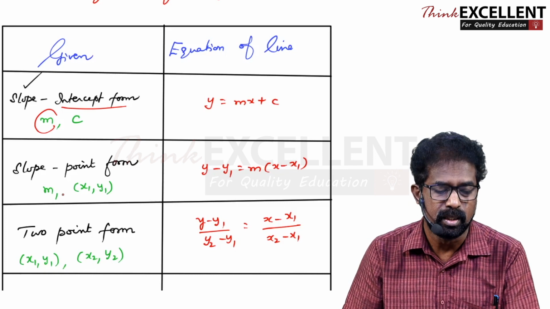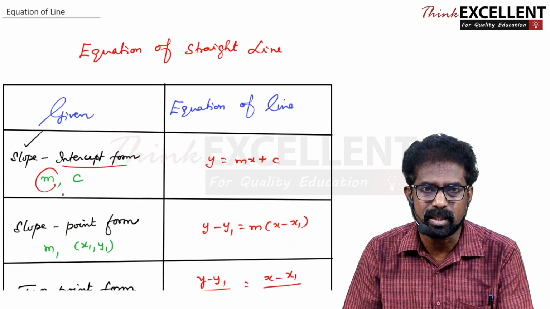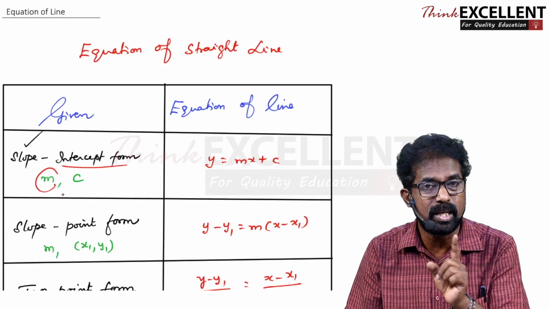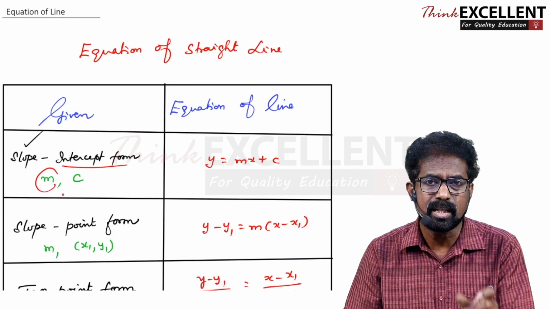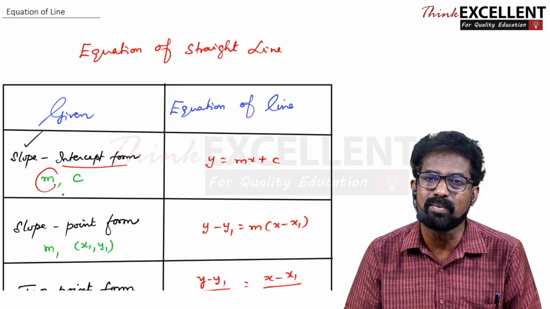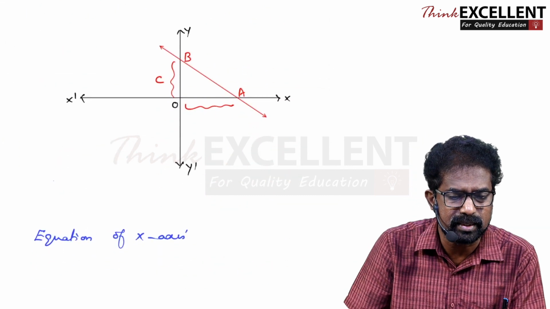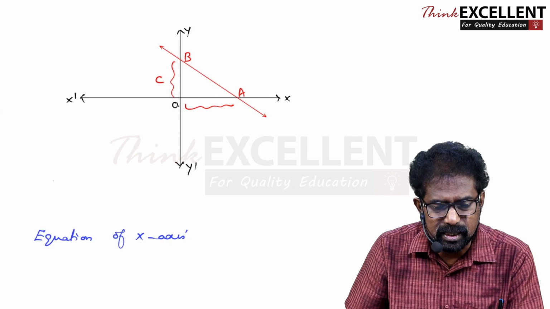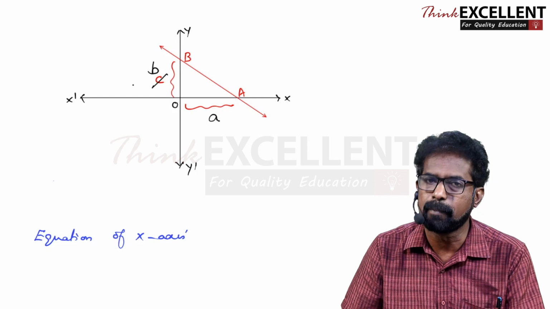And the last one, the name is intercept form. Already we saw one intercept, right? In slope intercept form, they give only the y-intercept. In that case we take the y-intercept as c. Here, in intercept form, both the intercepts are given, both x-intercept and y-intercept. In this case, the x-intercept we take as A, the y-intercept we take as B.